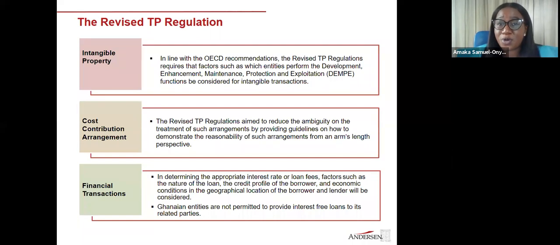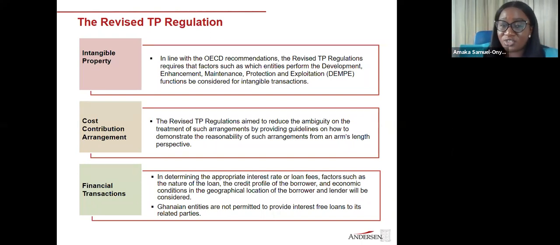With respect to intangible property, the regulation aligned with the OECD guidelines and basically stated that certain factors, such as which entities perform the development, enhancement, maintenance, protection, and exploitation functions, should be put into consideration when analyzing intangible transactions. It also included specific guidelines for cost contribution arrangements. So multinational enterprises who enter into such cost contribution arrangements would need to provide certain information in demonstrating the reasonability of such transactions from an arm's length perspective.